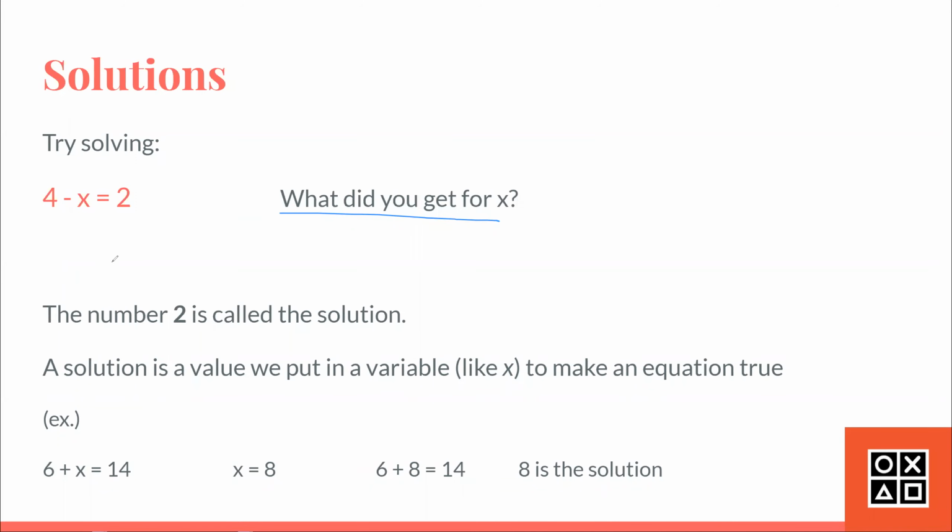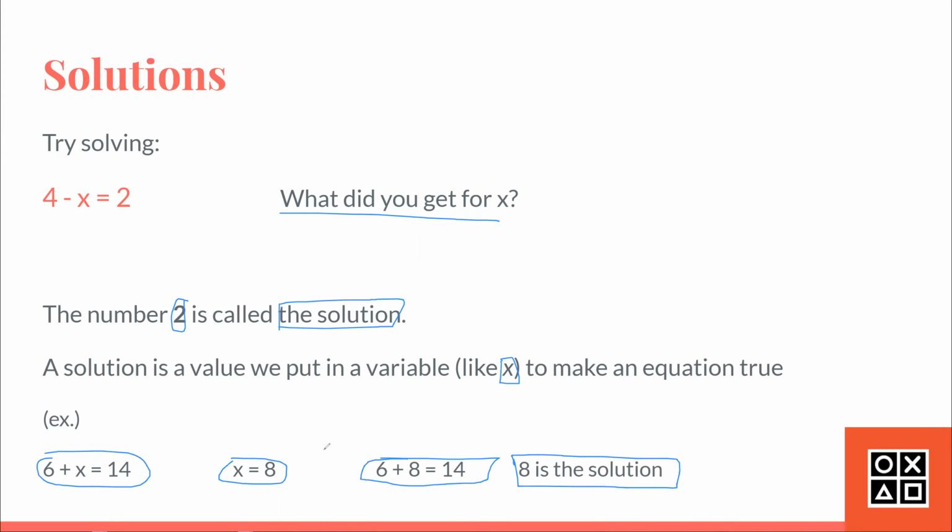If you got 2, then that is correct. So the number 2 is called the solution of the equation. A solution is a value we put in a variable, like x. We'll talk about variables more later to make an equation true. Example, 6 plus x equals 14, or x equals 8, or 6 plus 8 equals 14. 8 is the solution in that case.